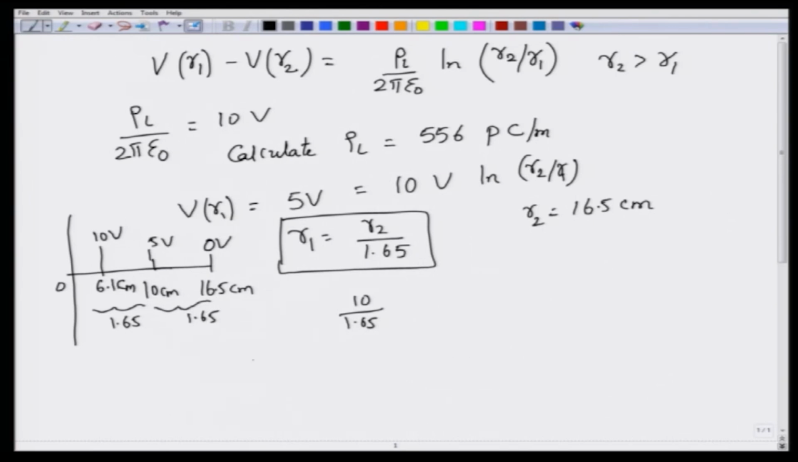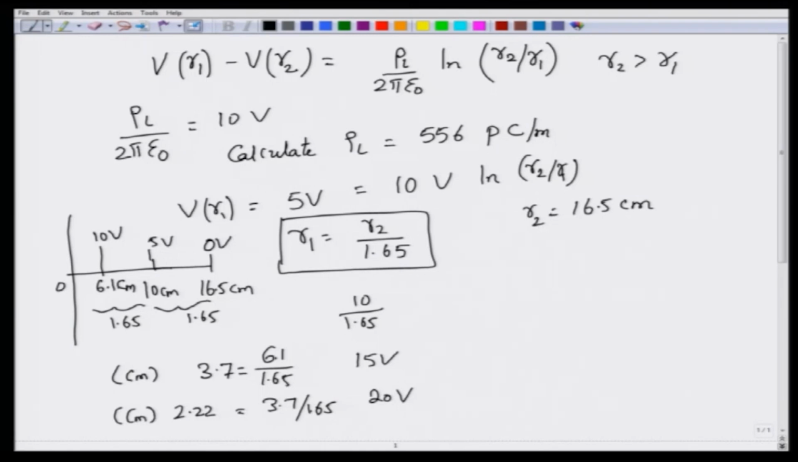Okay. For example, at 6.1 by 1.65, which is approximately 3.7 centimeters, the potential here will be equal to 15 volts. The potential becomes 20 volts at 3.7 by 1.65, which is around 2.22 centimeters from the origin. Okay. And at 16.5 it is 0.